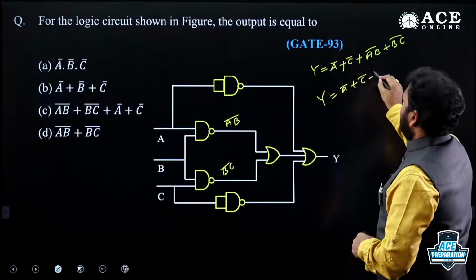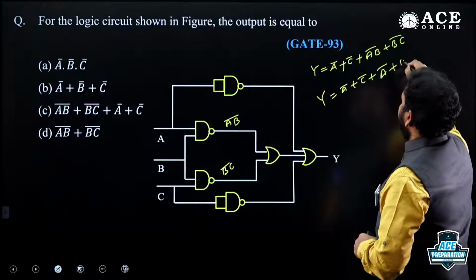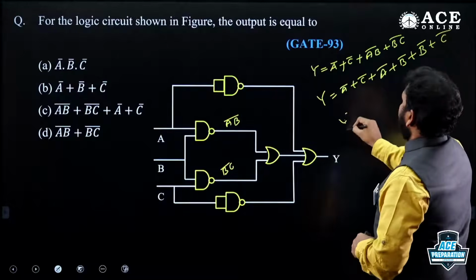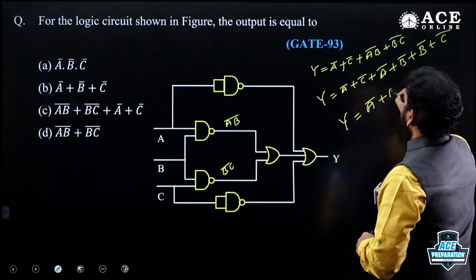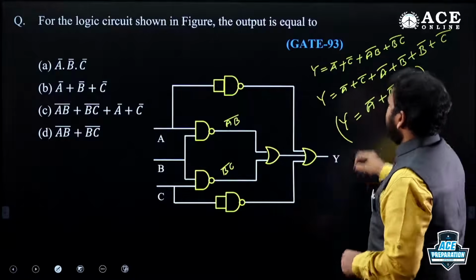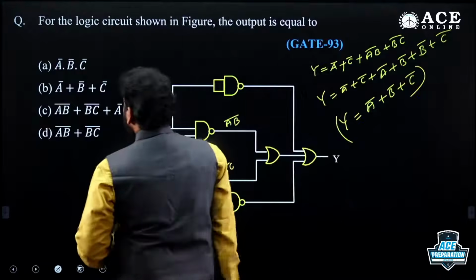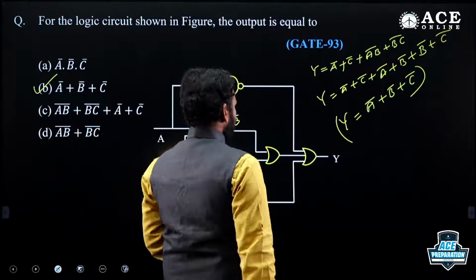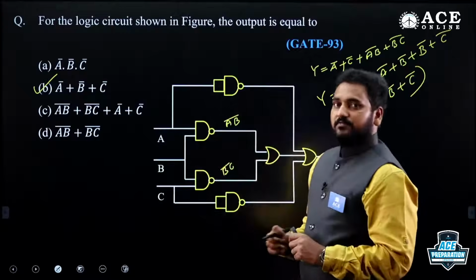A bar plus C bar plus De Morgan's. A bar plus B bar plus De Morgan's. Again B bar plus C bar. Simply A bar plus B bar plus C bar. If you find any repetition, you can discard it. A bar plus B bar plus C bar. Like this. These are the basic level 1 questions from the logic gates.